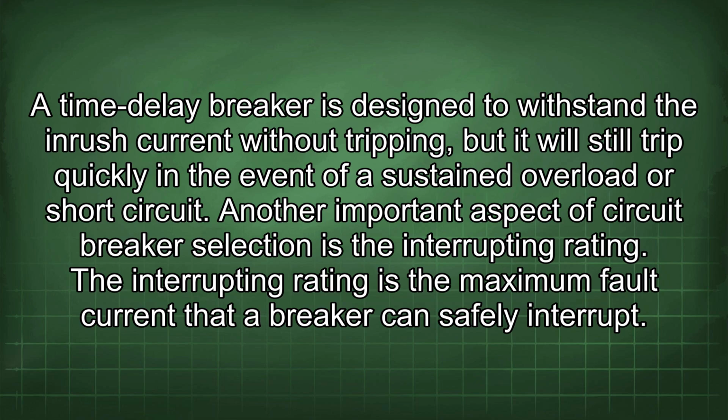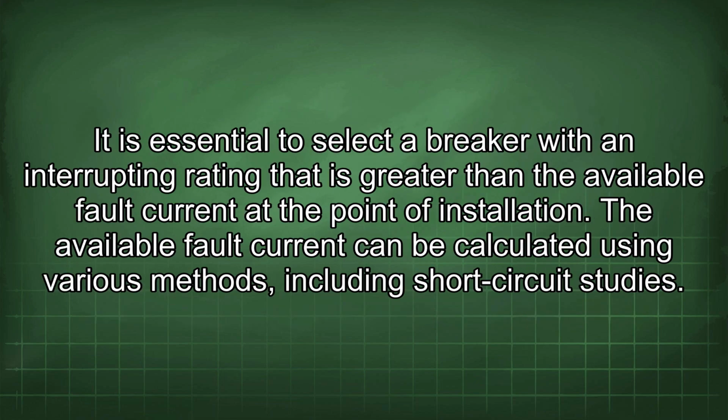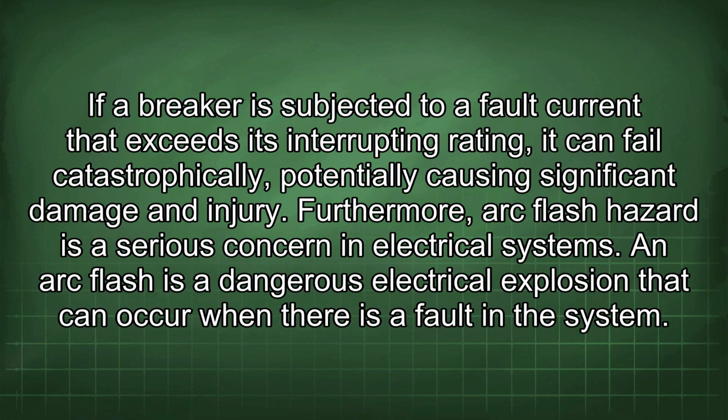Another important aspect of circuit breaker selection is the interrupting rating. The interrupting rating is the maximum fault current that a breaker can safely interrupt. It is essential to select a breaker with an interrupting rating that is greater than the available fault current at the point of installation. The available fault current can be calculated using various methods, including short circuit studies. If a breaker is subjected to a fault current that exceeds its interrupting rating, it can fail catastrophically, potentially causing significant damage and injury.